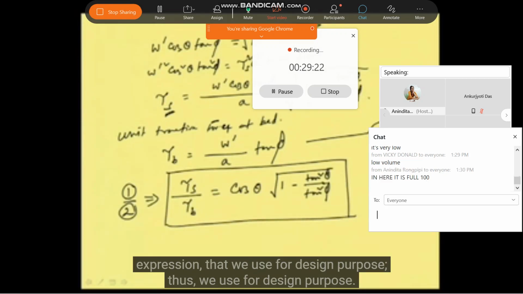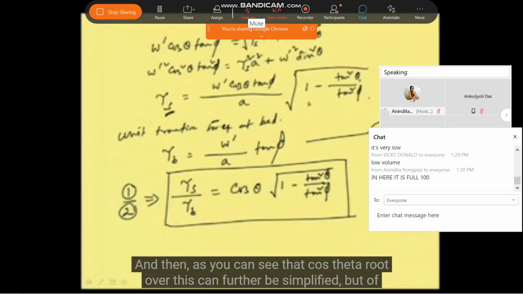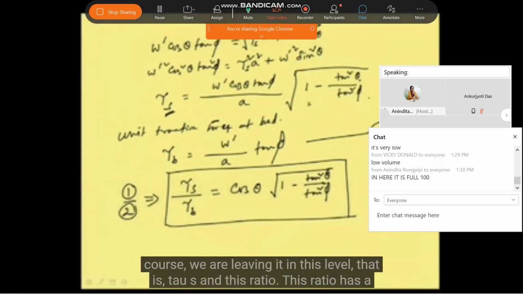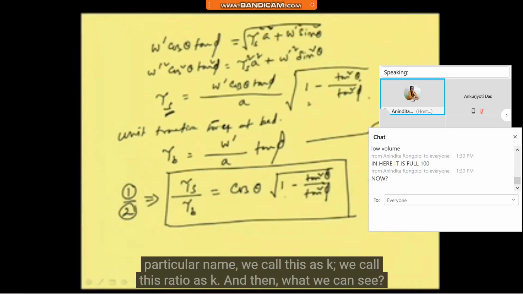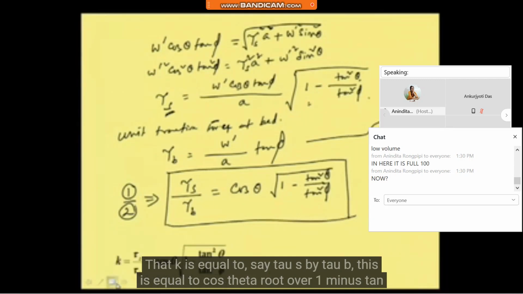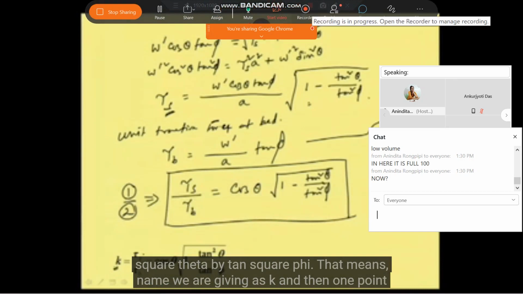We use it for design purposes. As you can see, cos theta root over this can further be simplified, but of course we are leaving it at this level, that is tau S by tau B and this ratio. This ratio has a particular name. We call this ratio K, so K is equal to tau S by tau B, which is equal to cos theta root over 1 minus tan square theta by tan square phi. That is the name we are giving as K.